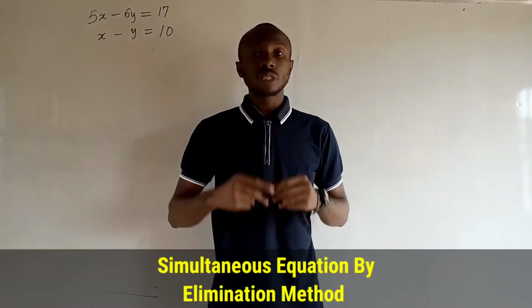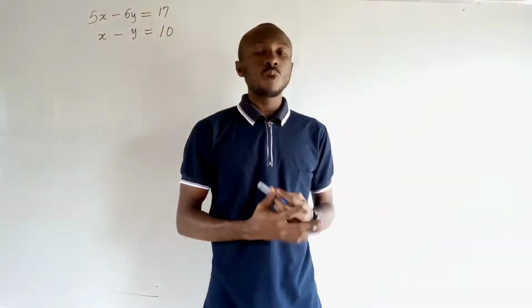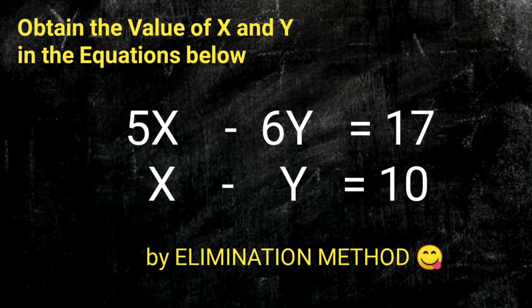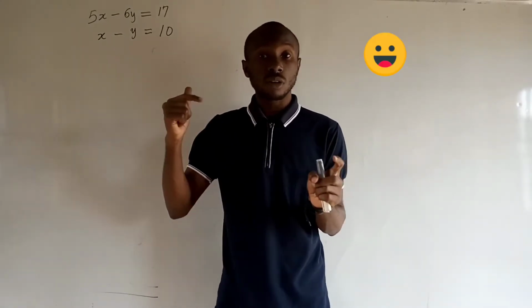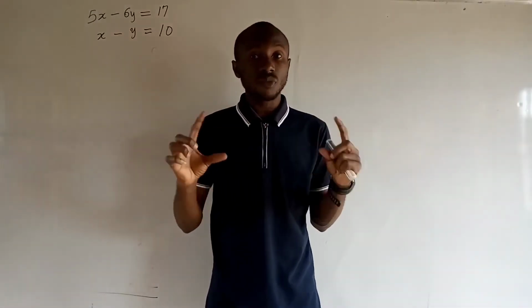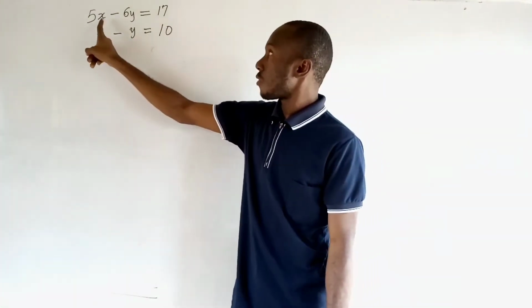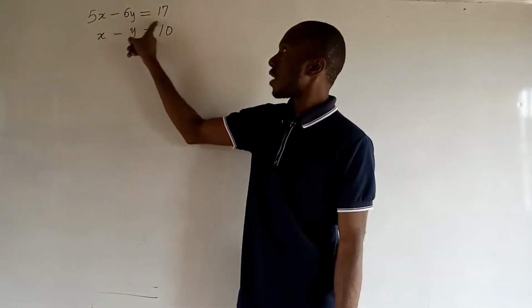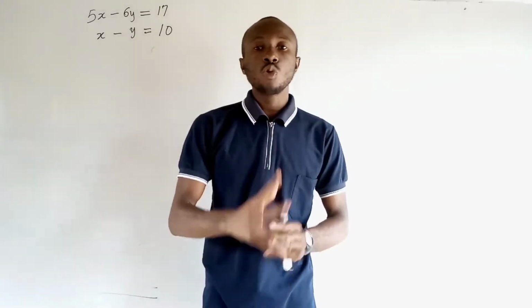Today's lesson will be on simultaneous equation by elimination method. I told you when you talk about solving a simultaneous equation, you're trying to look for the value of the unknown variables that will satisfy the given equation. Like for this case, we are trying to look for the values of x and y that will satisfy this given equation. Okay, so without further ado, let us go to the board.